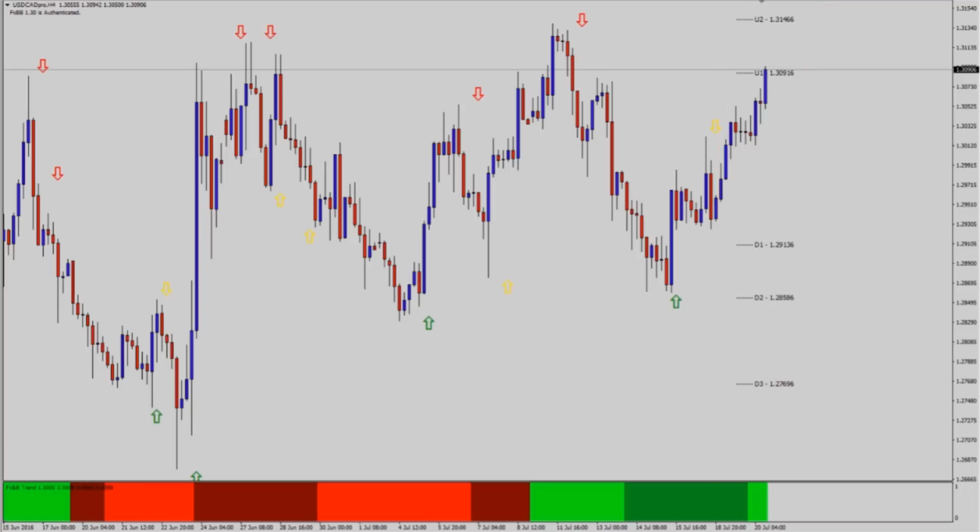You're looking for an arrow that pops up that's in agreement with the band. So we have a green band, which means we're looking for buys. We have a green arrow that popped up, so we're going to enter the market long. And then we take profit when we hit our levels. It really is that simple.